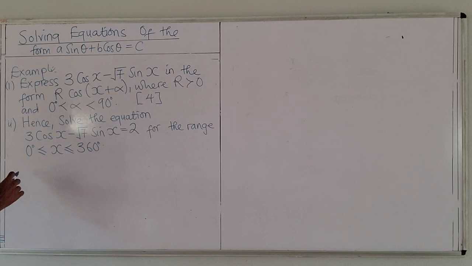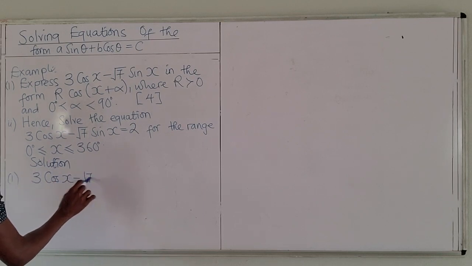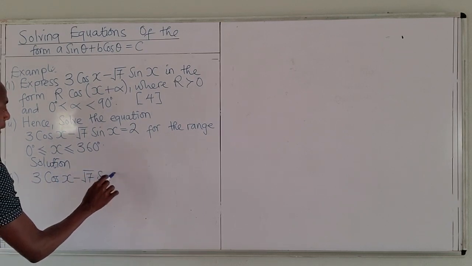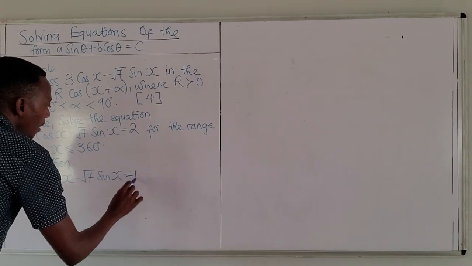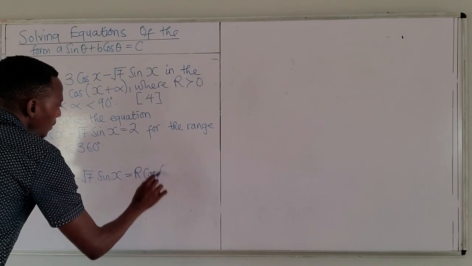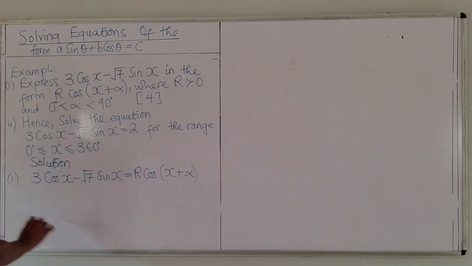Solution for 1. The first thing I'm going to do is write 3 cos x minus square root of 17 sin x. This must be equal to r cos(x plus alpha). So we maintain the left-hand side: 3 cos x minus square root of 17 sin x.